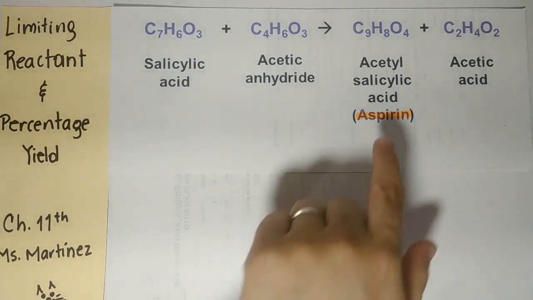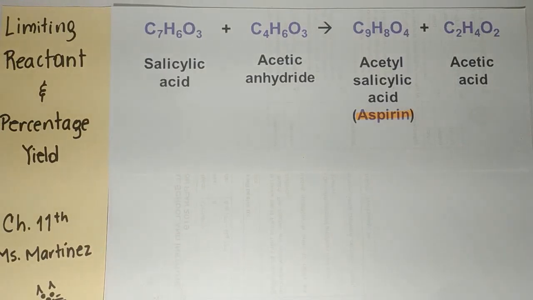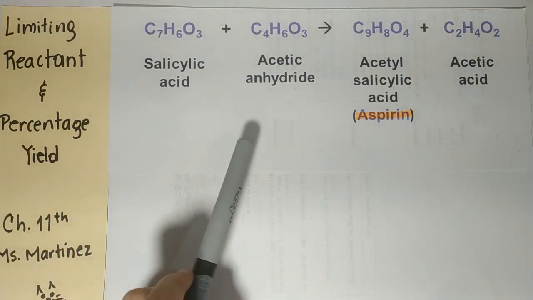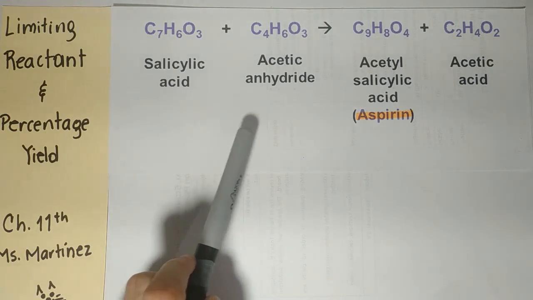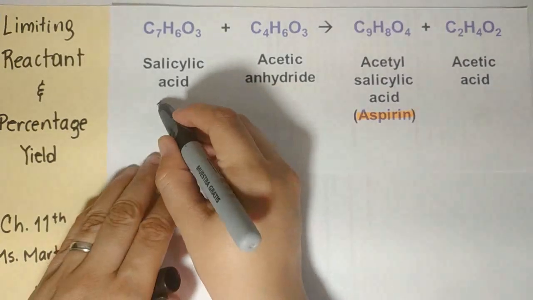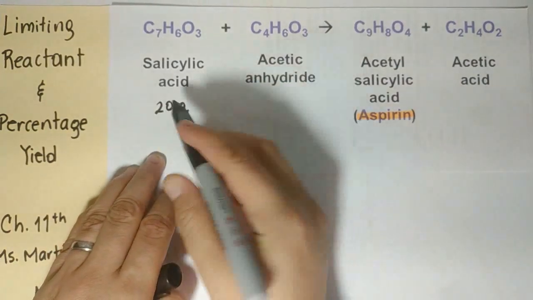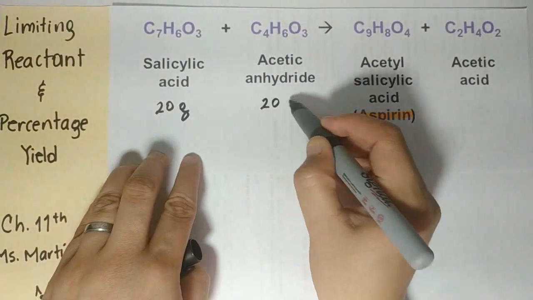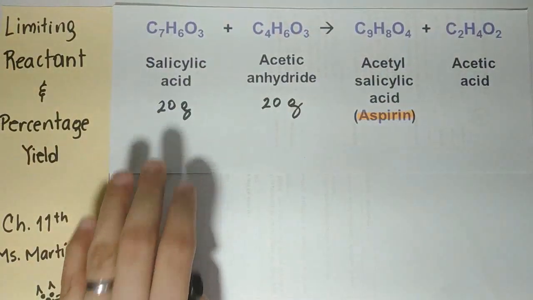So I will read you the example. Aspirin is synthesized by the reaction of salicylic acid and acetic anhydride. That reaction produces aspirin and acetic acid. Now the question is, what mass in grams of aspirin is formed? And the exercise gives you 20 grams of salicylic acid and also 20 grams of acetic anhydride.